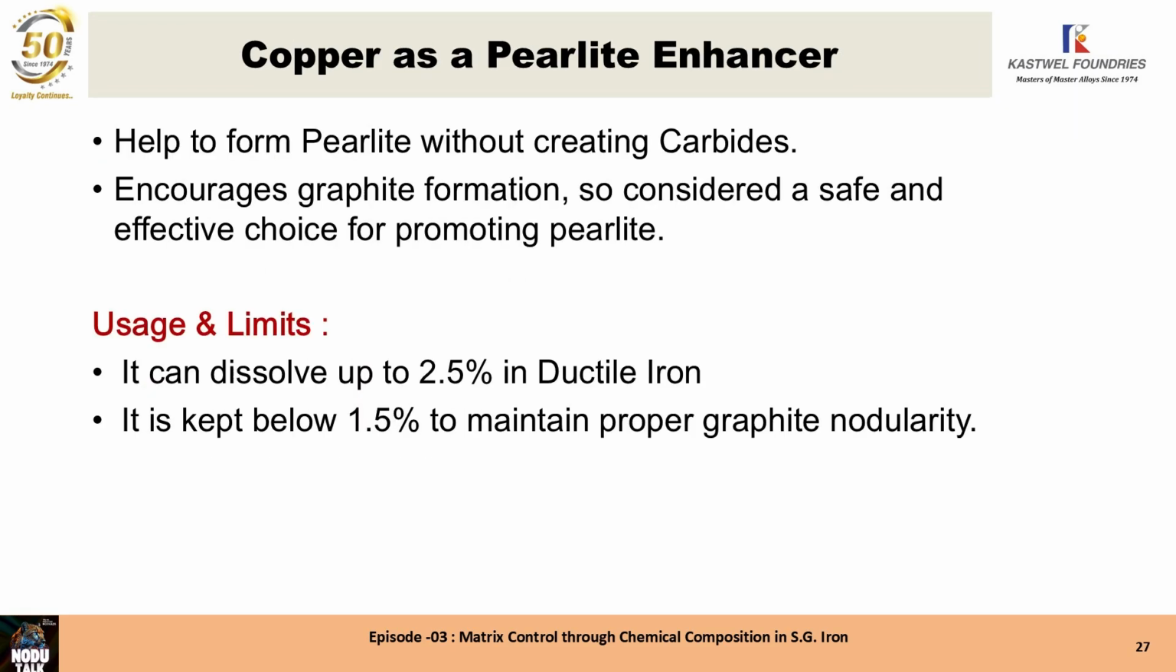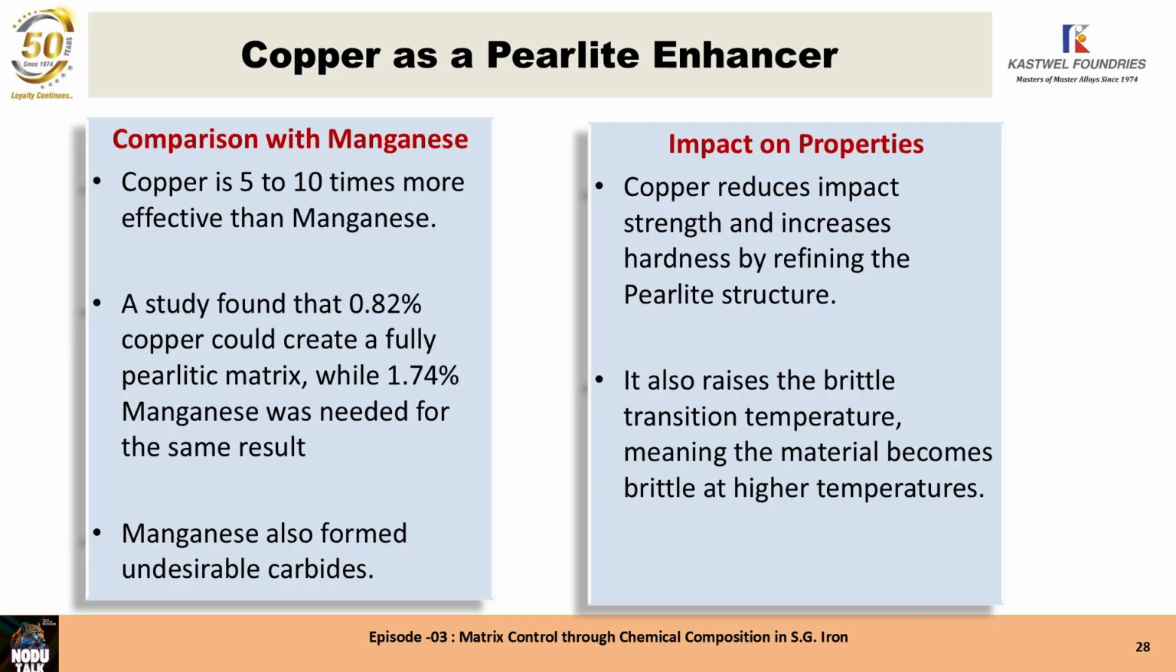Copper, as a pearlite enhancer, is a very good element. It helps to form pearlite without creating carbides. It encourages graphite formation, so it's considered a safe and effective choice for promoting pearlite. It does not deform graphite. So there are certain limits. It can dissolve up to 2.5% in ductile iron, but it should be kept below 1.5% to maintain proper graphite nodularity. Let us compare copper as a pearlite enhancer.